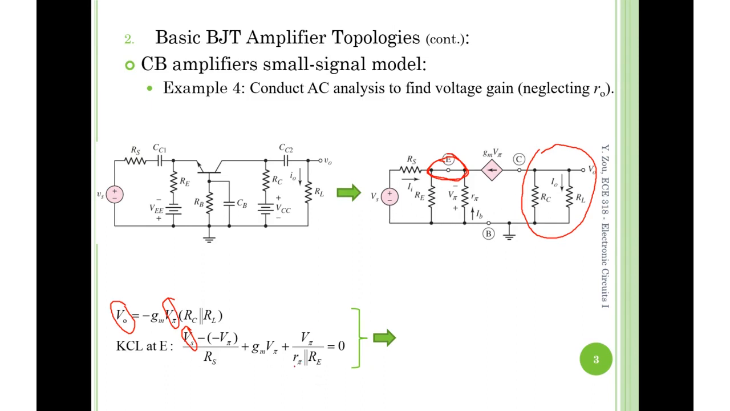Like I said, this term is essentially just equal to V pi divided by RE plus V pi divided by R pi. Okay. So take a look, see any questions you have.